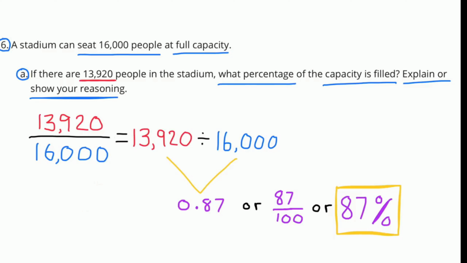Number 6. A stadium can seat 16,000 people at full capacity. A. If there are 13,920 people in the stadium, what percentage of the capacity is filled? Explain or show your reasoning. 13,920 divided by 16,000 is 87 hundredths, or 87 over 100, or 87%. With 13,920 people in the stadium, that would be 87% of the capacity.